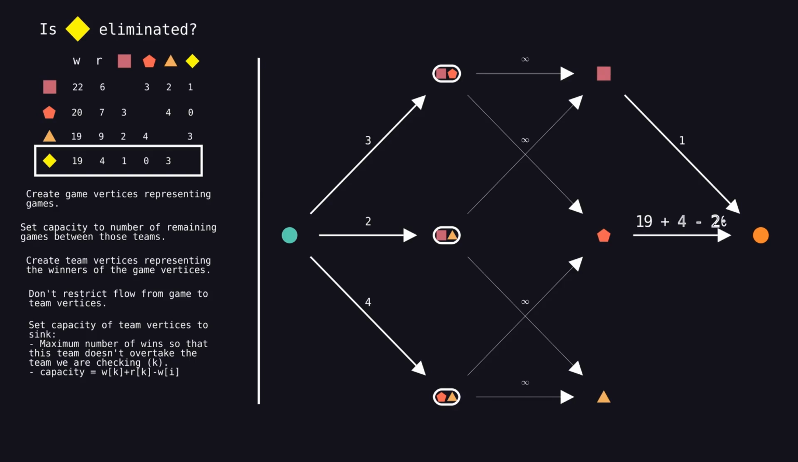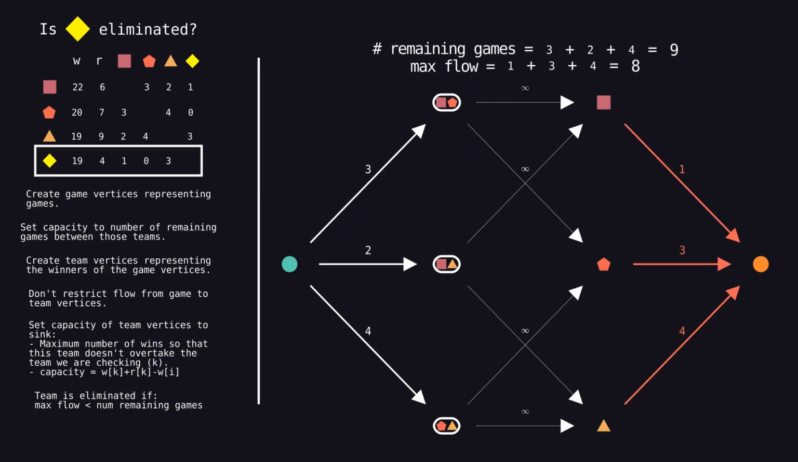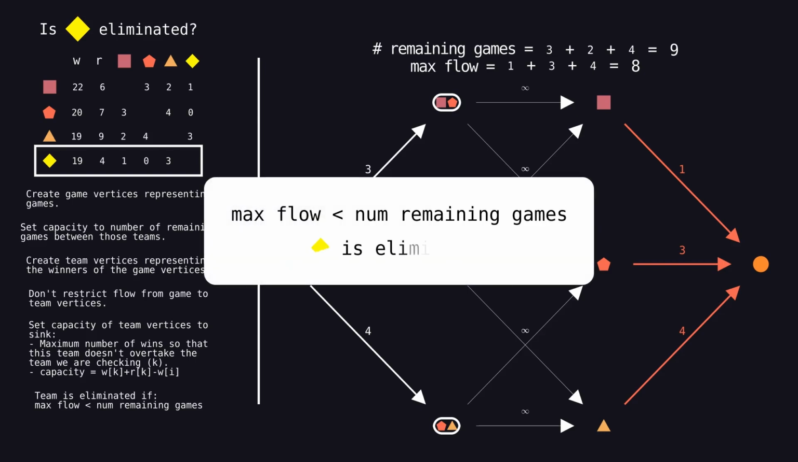Pentagon has won 20 games so far, so we cap this edge to be 3. Finally, Triangle is on 19 wins, so they can win 4 more games. Amazingly, Diamond is eliminated if and only if the maximum flow is less than the number of remaining games between all other teams, as in the sum of all these edge weights from the source to the game vertices. Remember, the maximum flow is equal to the minimum cut. In this case, the min cut is 8, which is less than the number of remaining games between the other teams, so Diamond is eliminated.